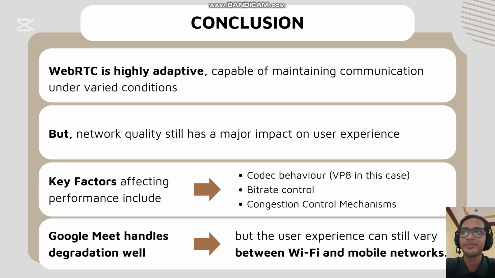In conclusion, WebRTC is highly adaptive, capable of maintaining communications under varied conditions, but network quality still has a major impact on user experience. The key factors affecting performance include three things: codec behavior, VP8 in this case, bitrate control, and the congestion control mechanism. Google Meet handles degradation well, but the user experience can still vary between Wi-Fi and mobile networks.